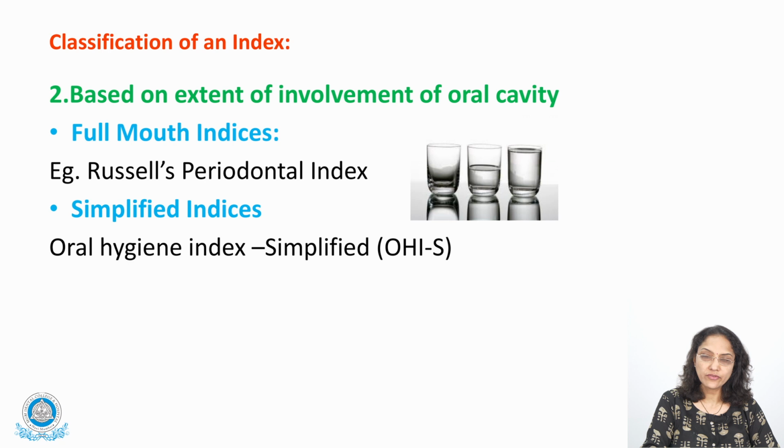Based on the extent of involvement of the oral cavity, it could be full mouth index or simplified index. In full mouth index, all teeth are involved. Example, Russell's periodontal index. Next, simplified index, example is oral hygiene index simplified, where only selected teeth called as index teeth are examined.